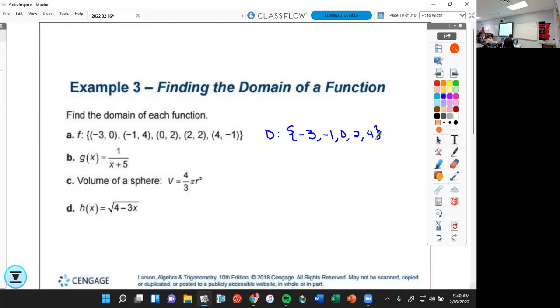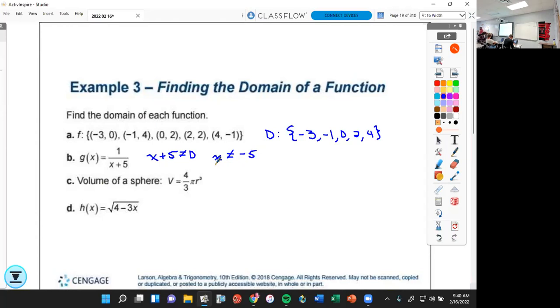Everything except -5. I'm dividing. So to find the domain, I look at it and say, well, okay, here's my problem. I know that x plus 5 cannot be 0. Therefore, x cannot be -5. And that's acceptable. What's the domain? X can't be -5. That's the domain.